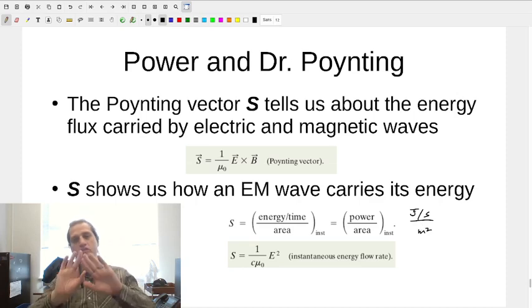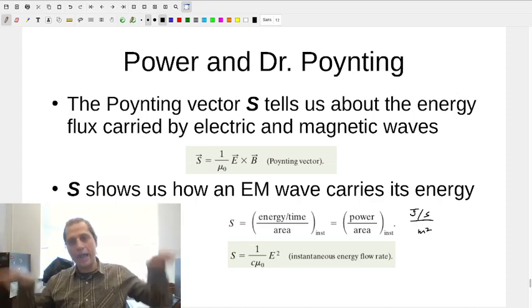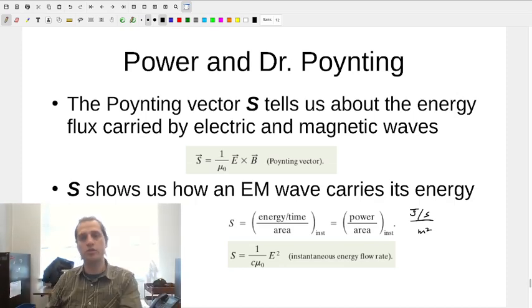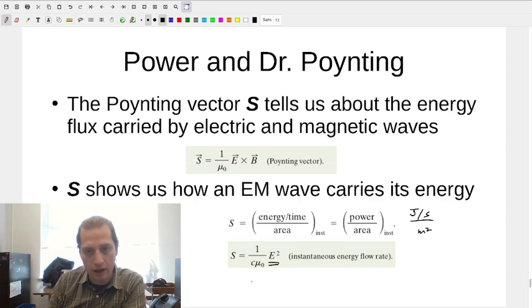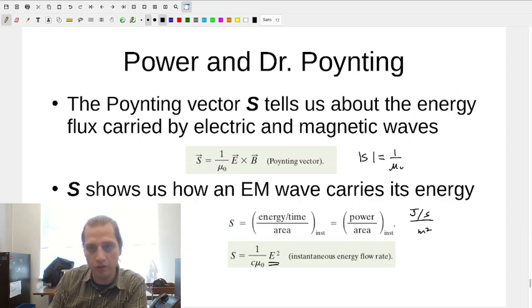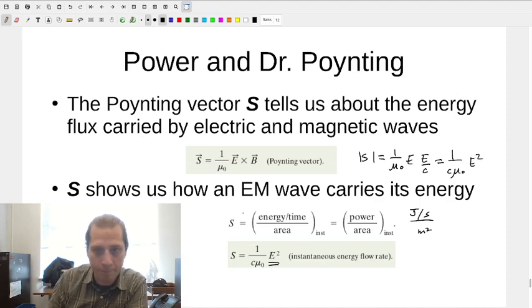So if you want to find the total energy, you would have to add up over a surface. But you'll notice it depends on E squared. And the reason it depends on E squared is because E and B are connected. So this is just saying the magnitude of S is going to be 1 over mu naught times E times E over c. So that's where that comes from. c times mu naught times E squared.